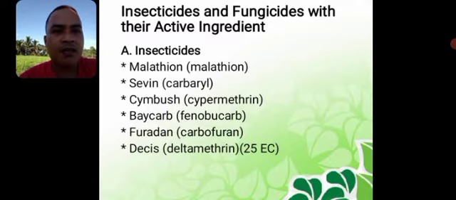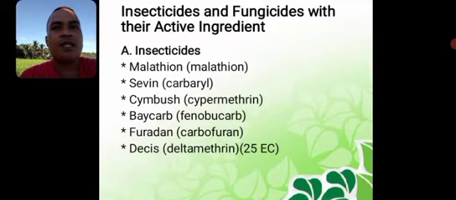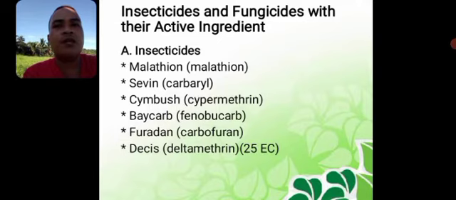And next is furadan, or carbofuran. It is one of the most toxic carbamate pesticides. It is used to control insects in a wide variety of field crops. Next is deltamethrin, or 25-EZ. It is the world's most effective synthetic pyrethroid insecticide for use in agriculture. It is a non-systemic insecticide which acts by contact and ingestion.